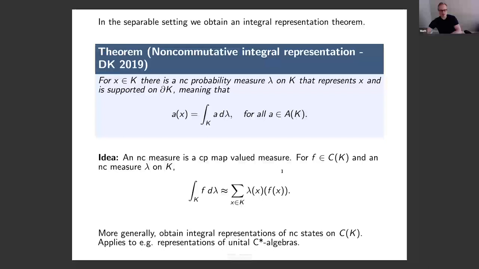But the point is, this integral representation theorem gives us an alternative representation, for example, of the representations of a C*-algebra. So it gives us an alternative to the usual direct integral decomposition of a representation. Instead, we can really decompose a representation as an integral, as a bona fide integral.